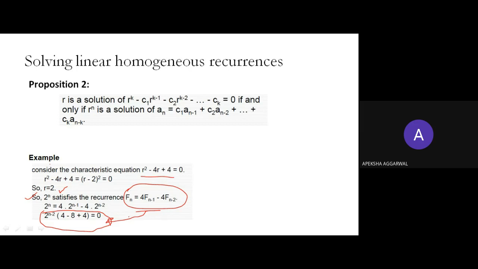So what is the role of the characteristic equation? It's just reducing the original recurrence to some constant, and you will get some value, and that value to the power n is also a solution for the original recurrence. This is how you find a solution for the original recurrence.